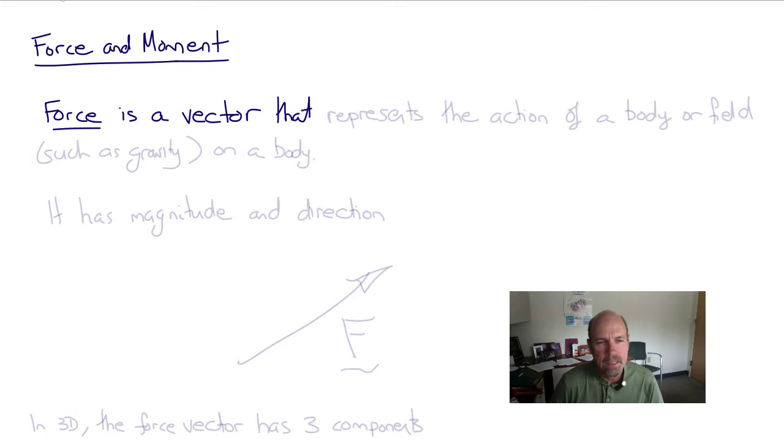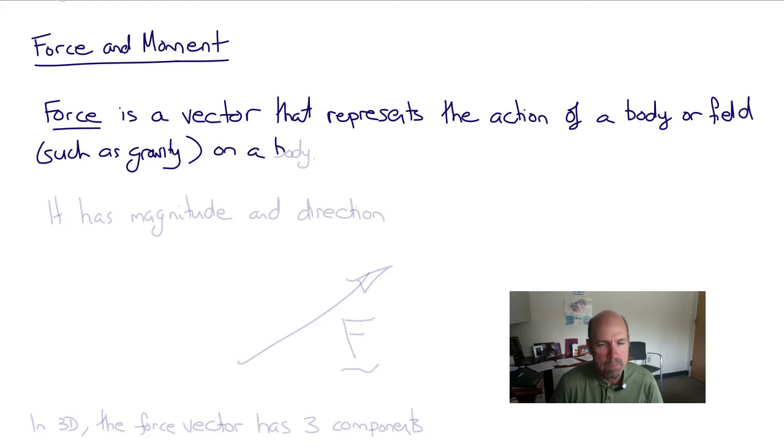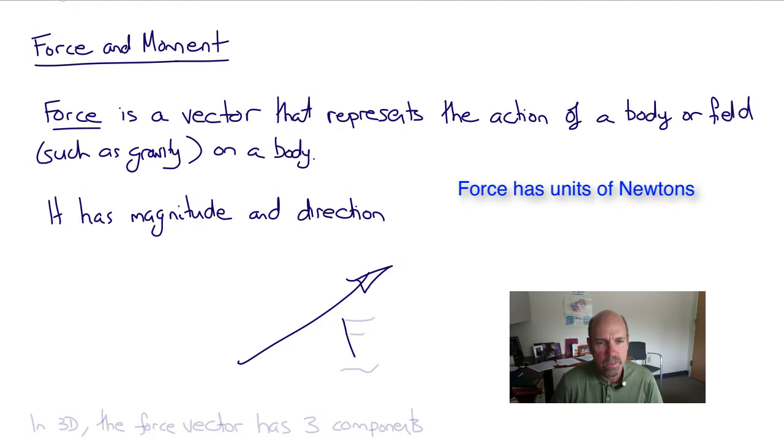Force is a vector that represents the action of a body or field, such as gravity, on another body. Forces, being vectors, have magnitude and direction. Their units are newtons, which is kilograms meters per second squared. And in three dimensions, the force vector would have three components.